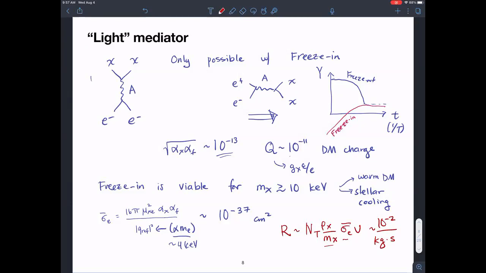Yes, question? Can you repeat why this is only viable with freeze in?